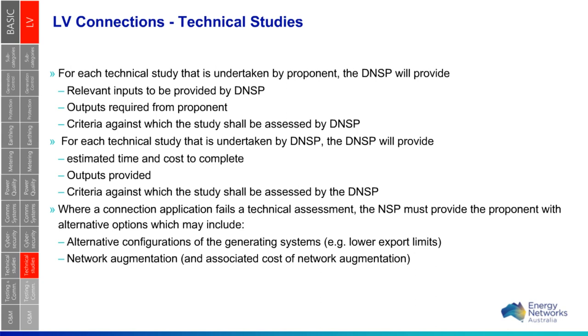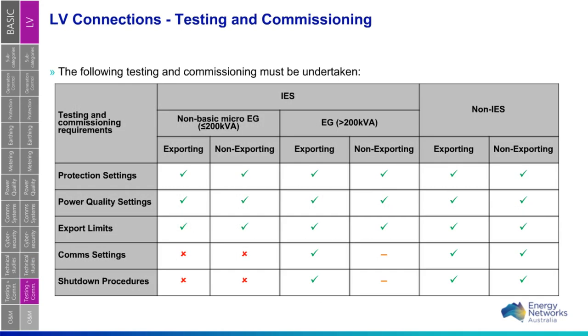Where the connection application fails a technical assessment, there should be some alternatives that the DNSP can give the proponent. That will be in the form of alternative solutions to the system design, and I've got there an example of lower export limits or network augmentation, which they'll give an associated cost for when they recommend that.